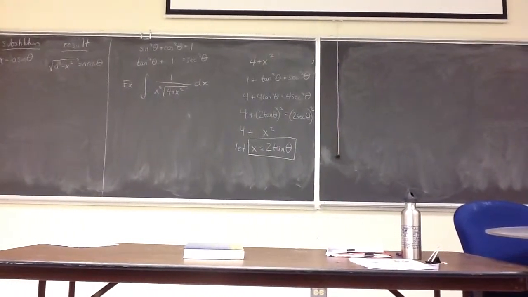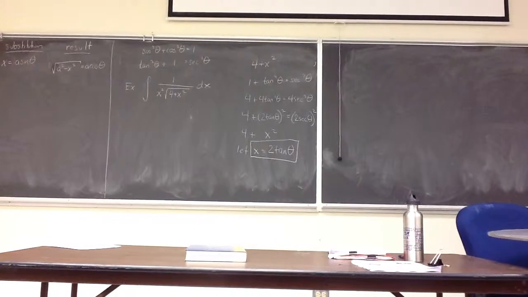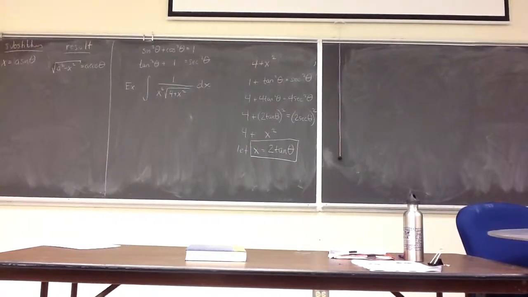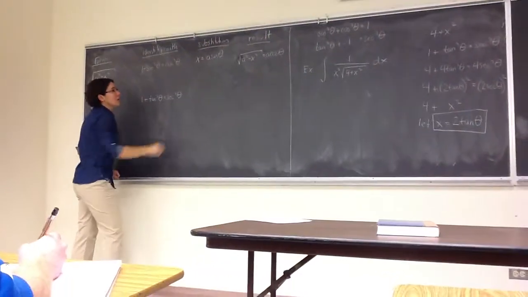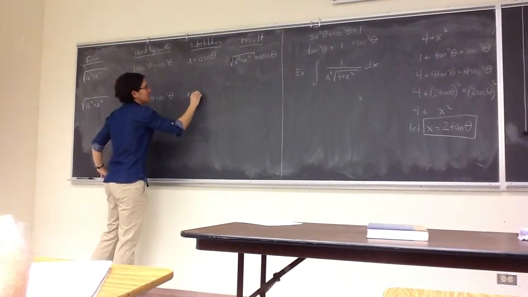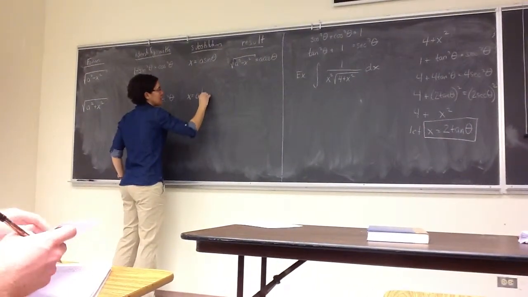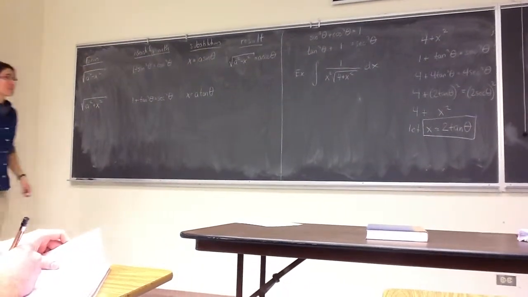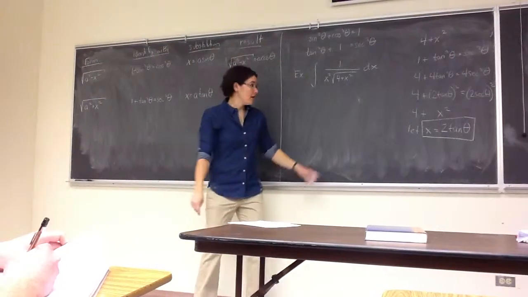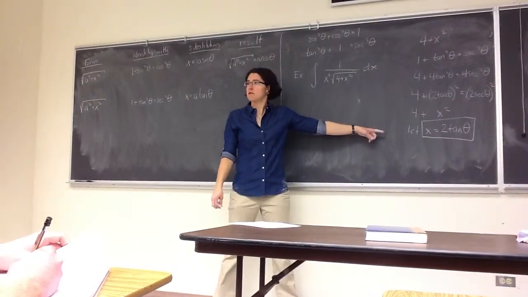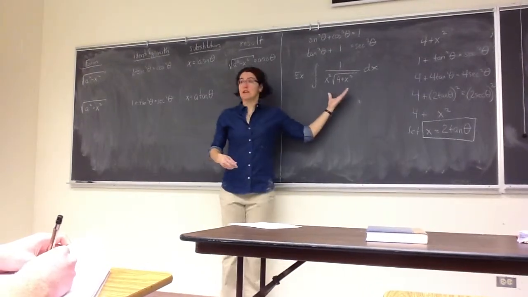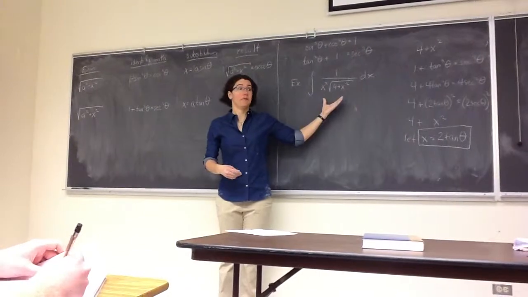Now, in terms of our table over here, we are going to identify the form square root of a squared plus x squared with 1 plus tangent squared theta equals secant squared theta. And our substitution will be x is equal to a times tangent theta. Okay, are there any questions about this so far? Alright, our next job is to translate our integral fully into thetas.